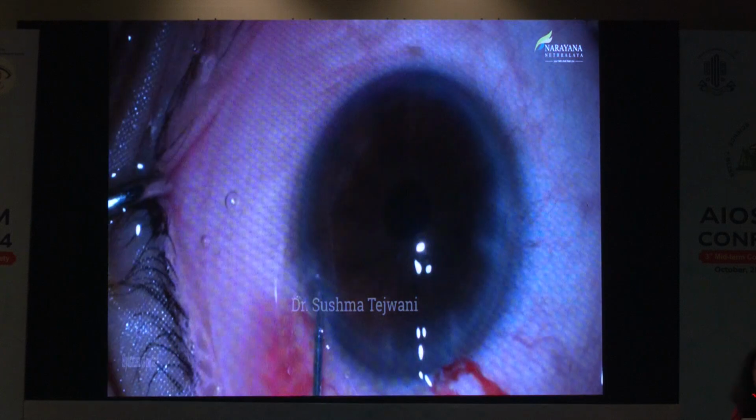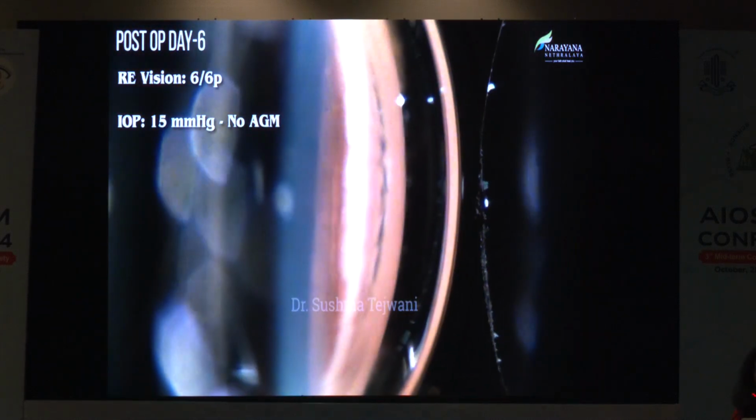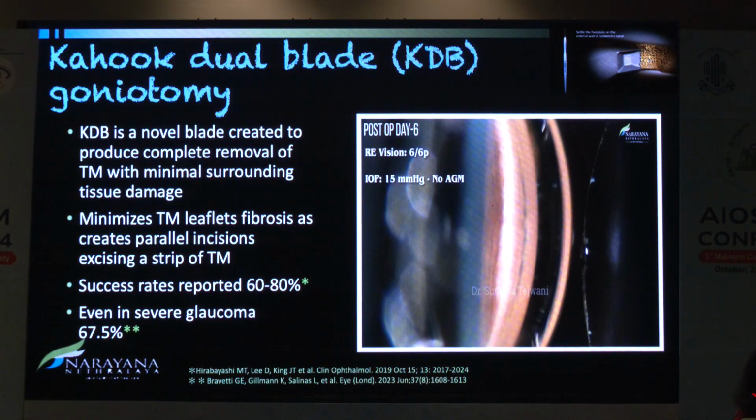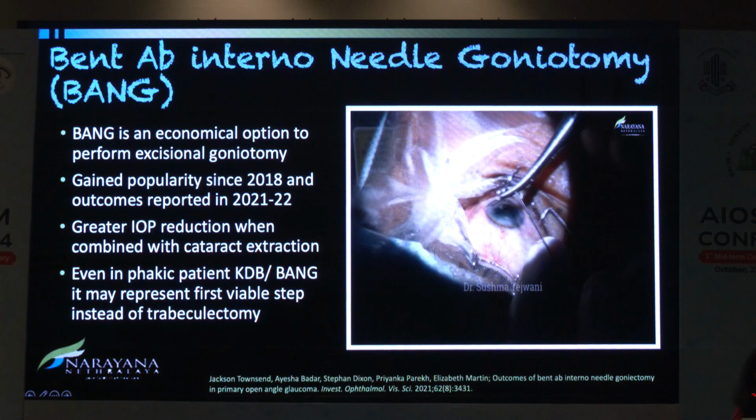Some kind of bleeding can happen in both iStent as well as goniotomy. Just remove that, and post-operatively again you can see the cleft in the patient's eye when you examine in the OPD. The third thing is BANG, that is bent angle needle goniectomy.